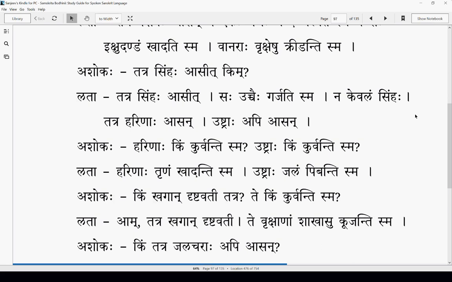Okay, next Ashoka. Harinah kim kurvanti sma? Ustrah kim kurvanti sma? What were they doing? What are deers doing? What are camels doing? लता: हरिणाः तृणं खादन्ति स्म, उष्ट्राः जलं पिबन्ति स्म.